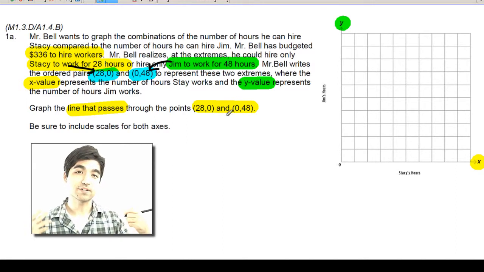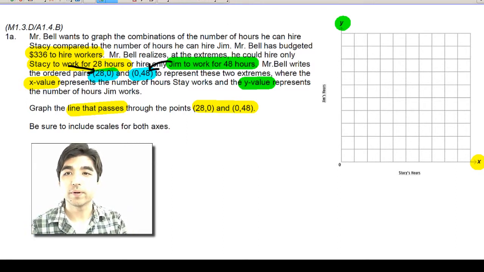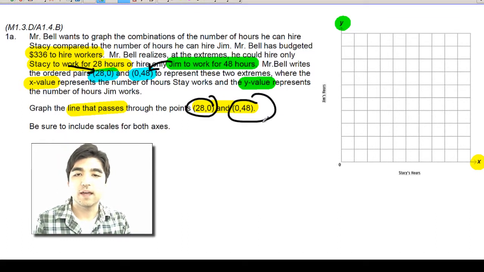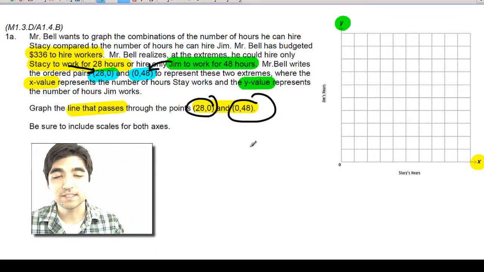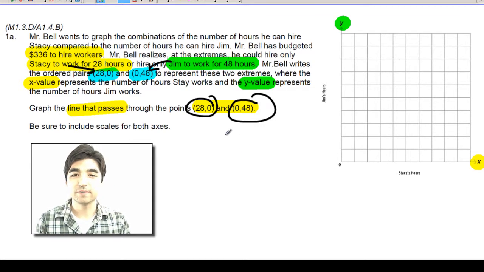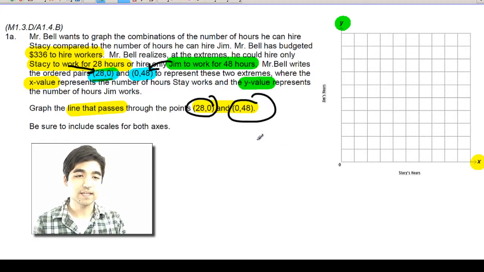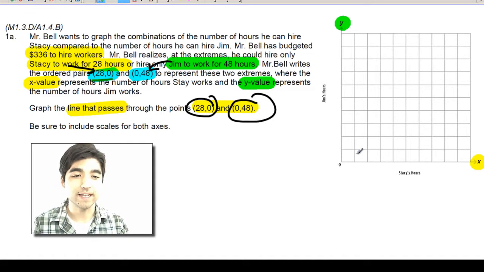So first we need to graph these points. This one's not too bad. The hard part's probably making a scale. We know that Stacy, which is the 28, 0, is the X values, and so we need a scale that goes up to at least 28.